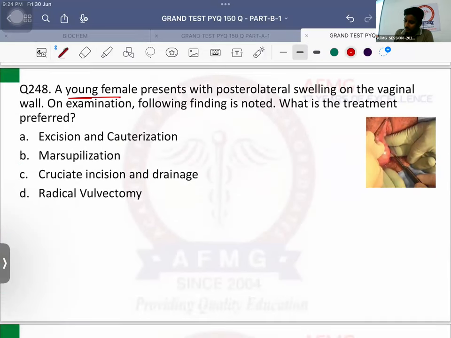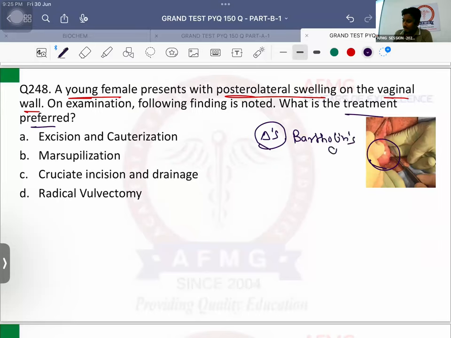248. Young female presents with posterolateral swelling on the vaginal wall. On examination, the following finding is noted. What is the preferred treatment? Diagnosis is, it is a case of Bartholin's cyst. As there is no pain, fever, swelling, redness, I cannot call it Bartholin's abscess as of now, but it can progress to Bartholin's abscess.